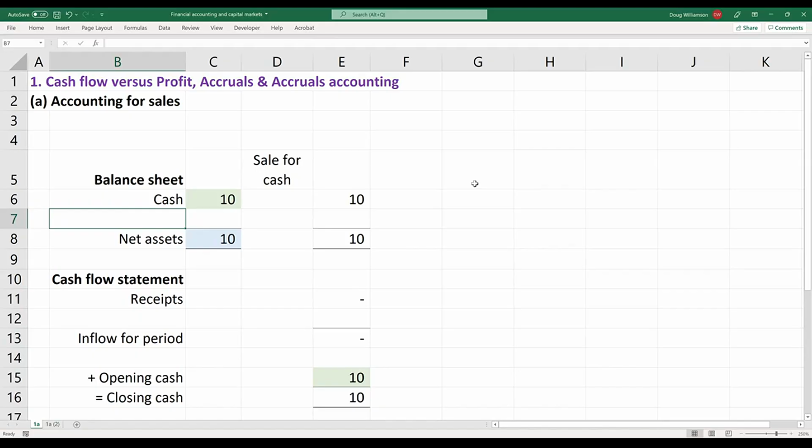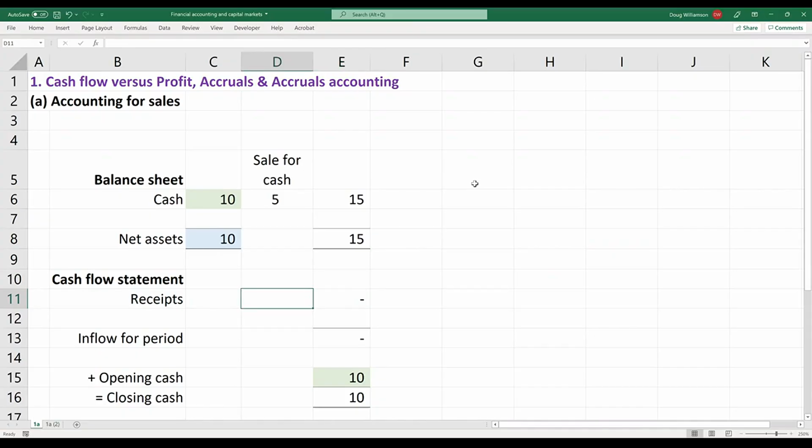If it makes a sale for cash, then its cash is going to go up by the amount of the sale. So it's 5, so its cash is now 15, and its net assets are 15.